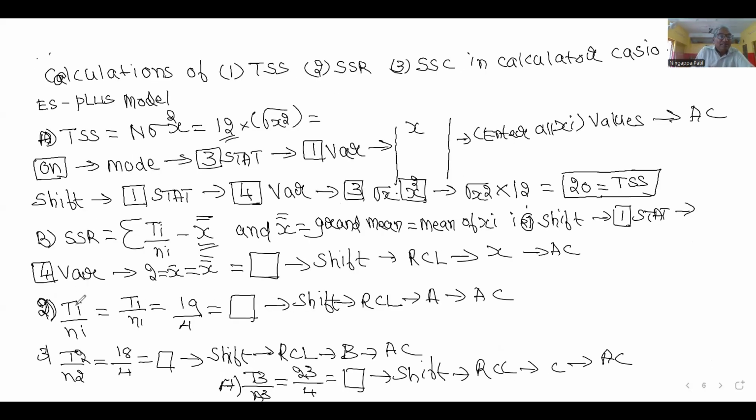See, now T1 upon N1 means 19 upon 4 equal to button, and shift RCL letter A means you stored this value in the letter A, AC button. And next T2 upon N2, 18 upon 4 equal to button, and whatever answer you get, store this value in letter B. And next the third one, T3 upon N3, that's it, 23 upon 4 equal to button, shift RCL letter C. You stored the Ti upon Ni values in letters A, B, C, and X double bar in letter X.